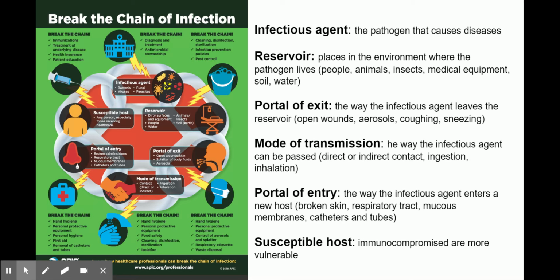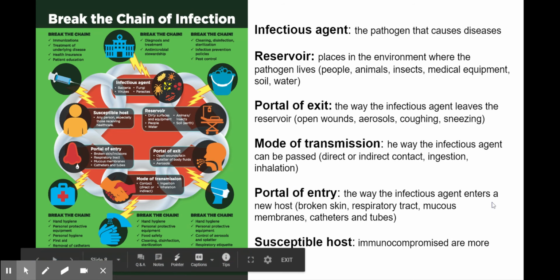The disease reservoir, the portal of exit. How do they get out of the reservoir and how do they make it out into the big scary world? Once they're out, how do they spread? What is their mode of transmission? Are they directly spread from person to person, or do they require a few in between steps? What is their portal of entry? How do they make it into the susceptible human host? And then what makes a host susceptible?